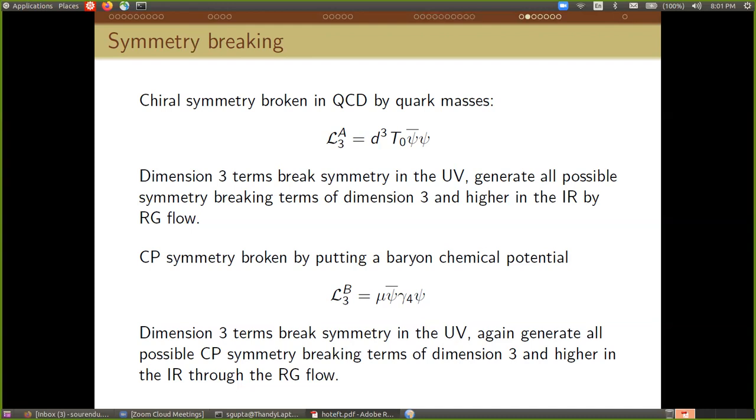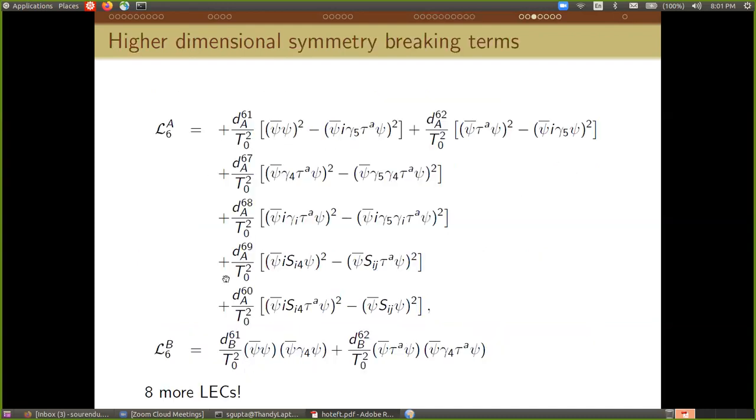So I'll not belabor this point. I'll just show you an example of the kind of terms that you get. There are no dimension four terms that you generate, but there are dimension six terms that you generate. Basically, the axial symmetry, the chiral symmetry, is gone. So for every term that you had earlier in the quark theory, you would have a partner term here, with independent coupling constants. And the CP symmetry breaking also gives rise to a certain number of terms, but a much smaller number of terms. So you get more helices.